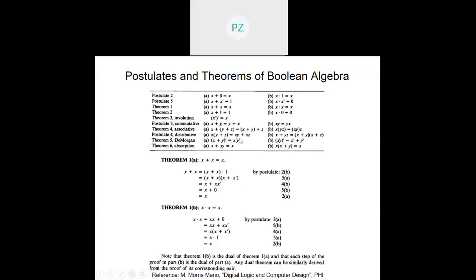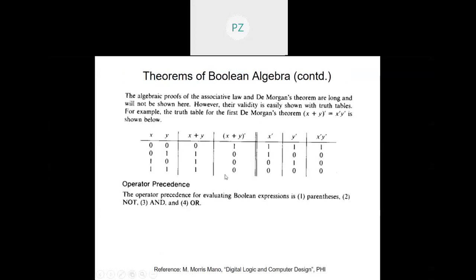So you will change the or to and, and also complement the individual elements that were there. Similarly, xy whole dash will be x dash plus y dash. There was this and in between, so that has been changed to or, and they have been individually complemented as well. So De Morgan's theorem is very important. So associativity and De Morgan's are two theorems that are left to be proved.